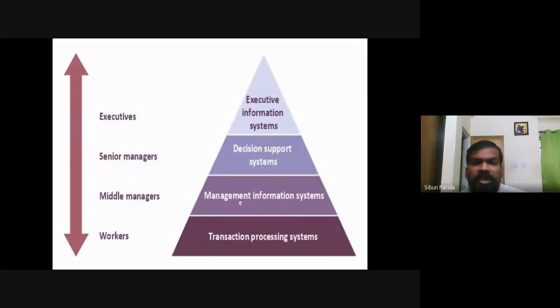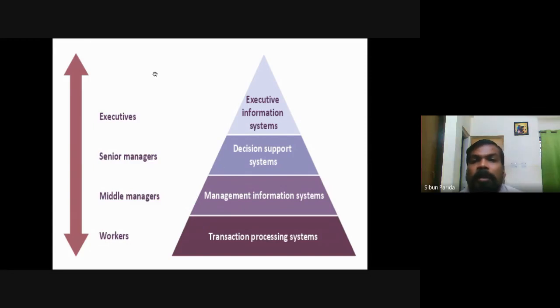Now, above the management information system, there is a layer called the decision support system. Decision support system means those who are taking decisions. Some senior managers are there who take the decisions. Above that, the top root, is the boss, called the executive information system. The CEO, MD, all these persons are called executives. So this is the hierarchy of the computer-based information system.